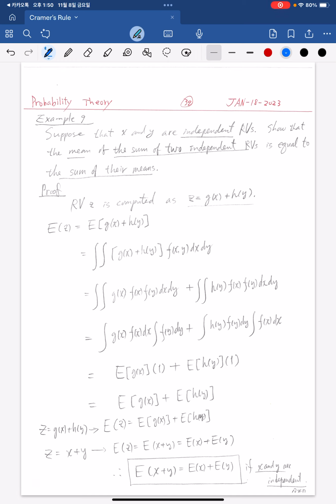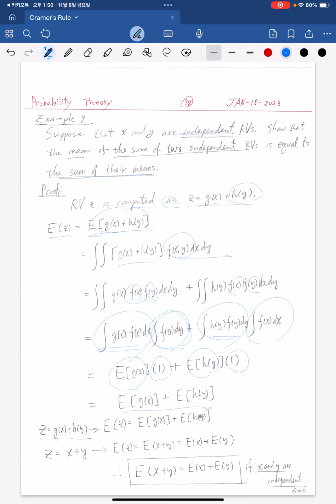Example 9. Suppose that X and Y are independent RVs. Show that the mean of the sum of the two independent RVs is equal to the sum of their means. RV Z is computed as g(X) plus h(Y). 그러면은 이렇게 되고 이게 independent, XY가 independent 하기 때문에 f_XY를 f_X, f_Y로 나누지. 그러니까 f_Y만 따로 빼내고 이렇게 하면은 이건 E[g(X)], f_Y는 1이고 이건 E[h(Y)] 1이고 E[g(X)]E[h(Y)].